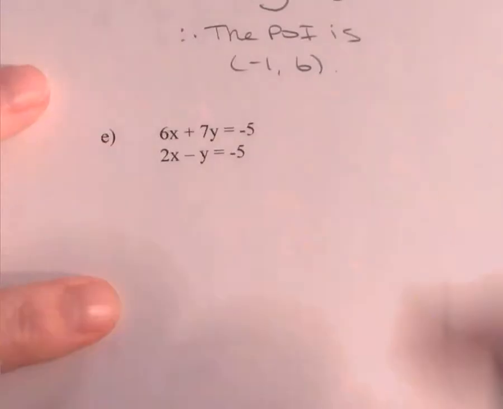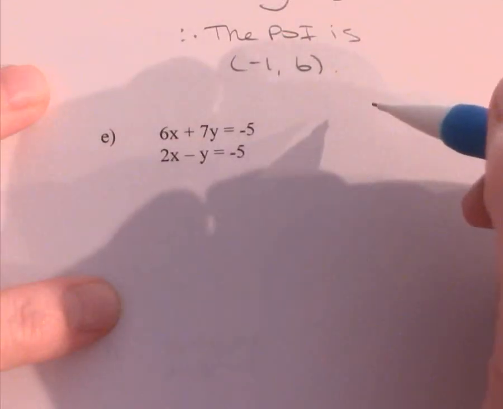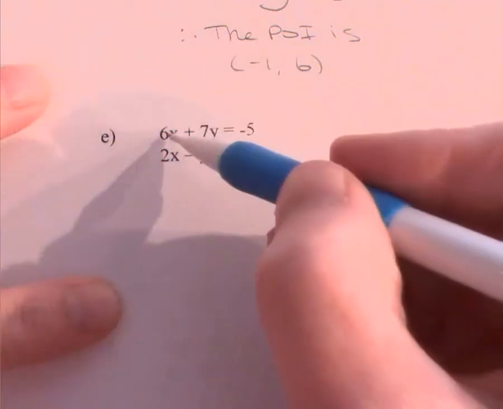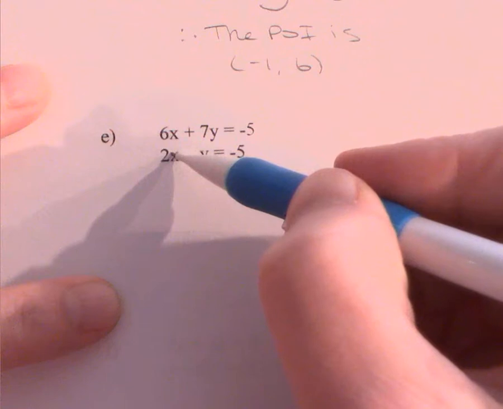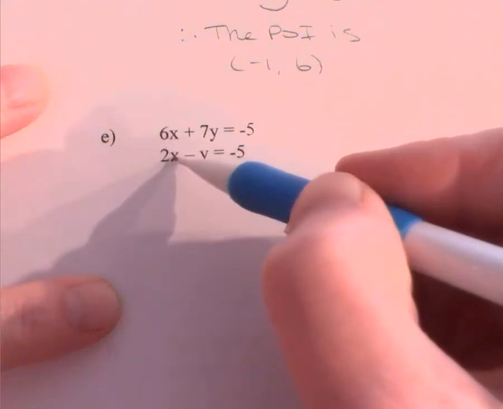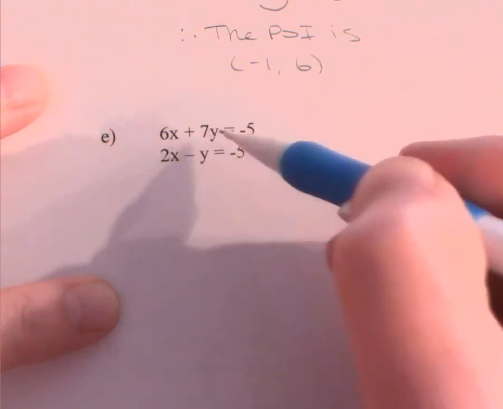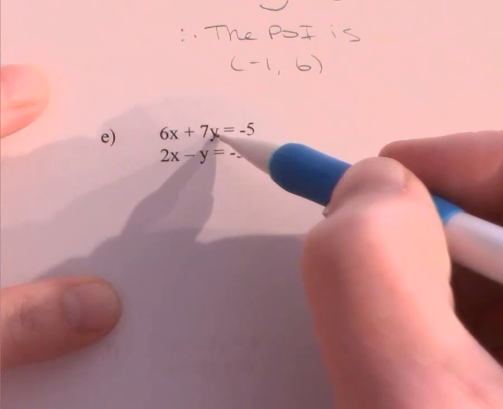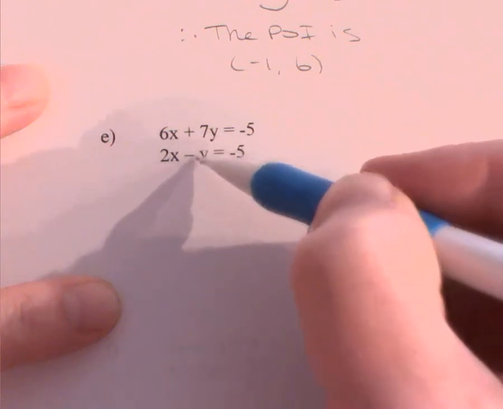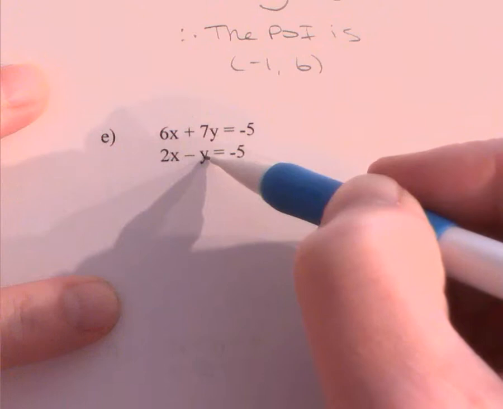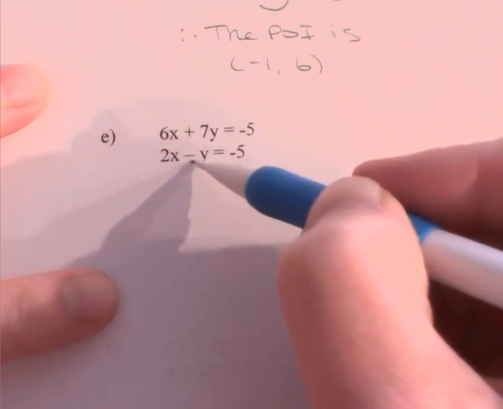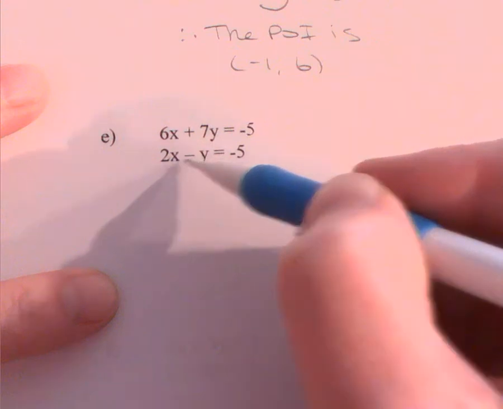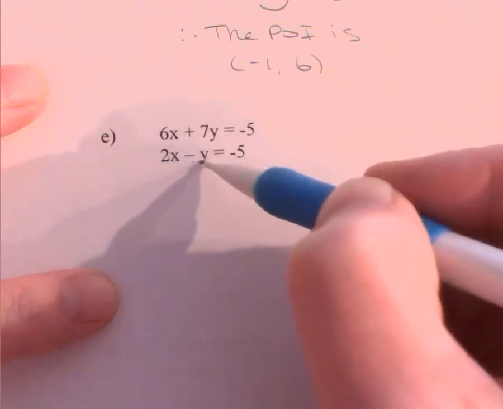Okay, last example. So again, I need to look at the question. So I have a 6 here and a 2 here, so I would need to get this to a 6 to be able to eliminate. So I need to make this times 3. If I look here, I have a 7y and a minus y, so I would need to multiply this by 7 to be able to eliminate that. This one's already negative, so it might be just easier to multiply this by 7 to eliminate the y.